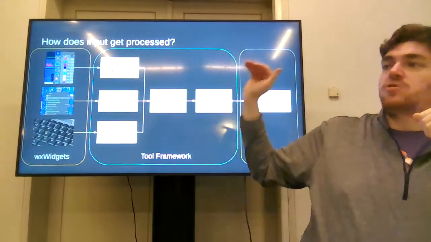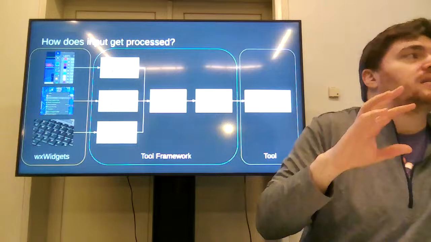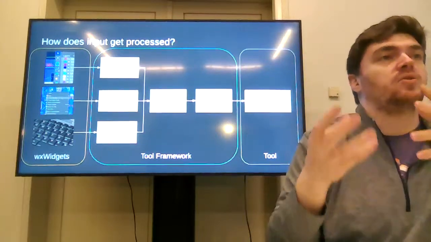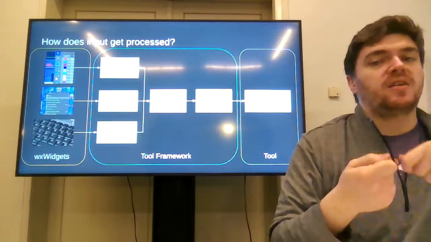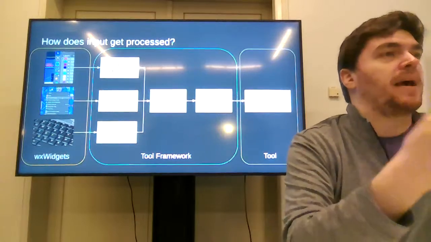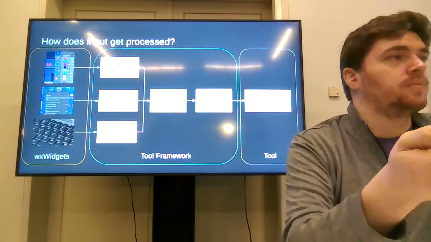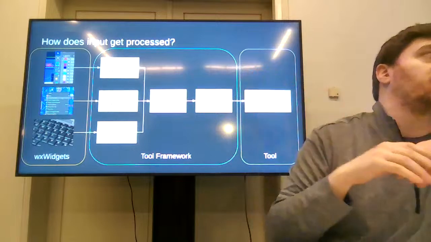Because each of these three events has a different format in WX, they have different content associated with them. We translate them all into an event that we understand generically. We look that up then to find what action that event maps to. And then we dispatch that to a tool. And so what we're going to talk about today is this tool and action handler framework.